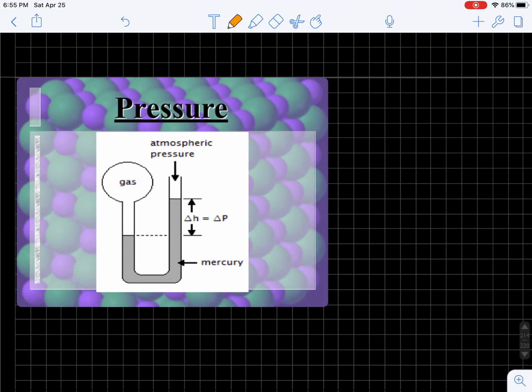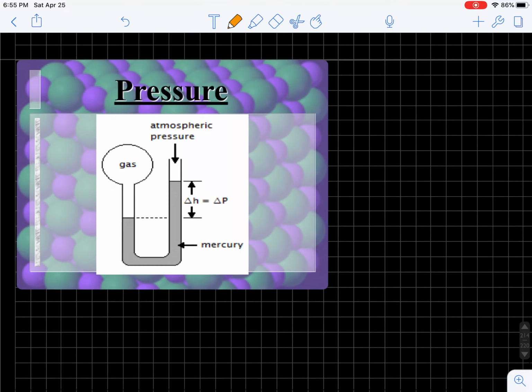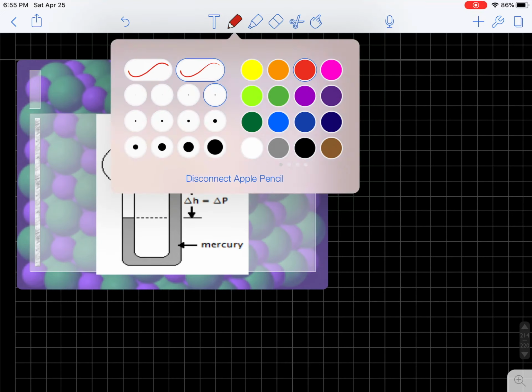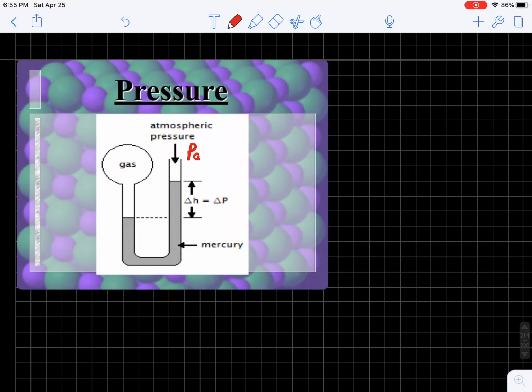If they give you something like this, where we have an open-ended manometer, we're going to need a little bit more information here. First of all, the pressure of the air. I don't know. Let's make something up. Let's make it 1.04 atmospheres, and let's say our height is 317 millimeters of mercury on the low side and 742 millimeters of mercury on the high side.